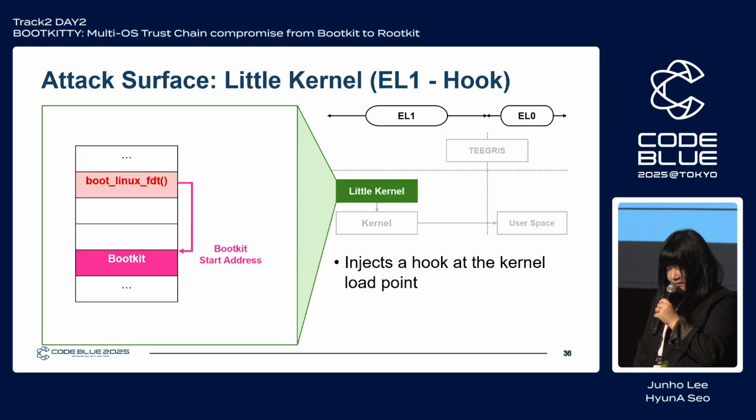In particular, we patch the boot Linux function, which is called when the bootloader loads the kernel into memory and prepares to start it, so that it jumps to the bootkit start address in memory instead of the normal kernel entry point. As a result, we are able to disable kernel mitigations and load the rootkit before the kernel begins execution.